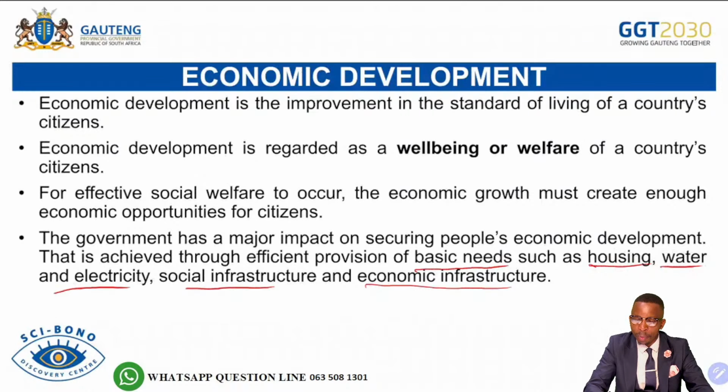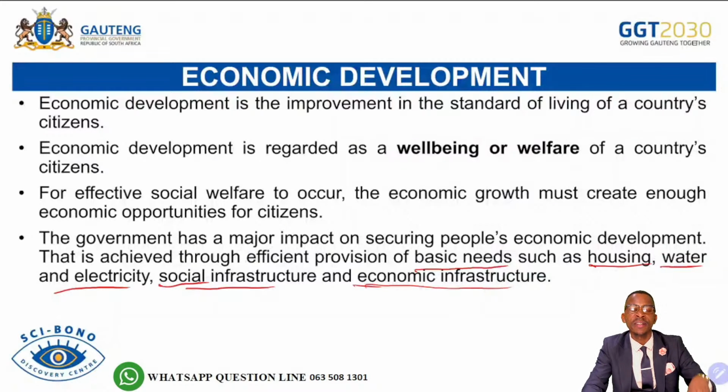People must have proper housing and shelter. Then we can say they're living under better conditions. People must have access to clean and purified water, as well as electricity that will change their living standard. People must have access to social infrastructure such as city parks, shopping centers, etc. And then economic infrastructure must also be available so that investors can be attracted to invest in the area, so that there will be improvement of the social and economic welfare.